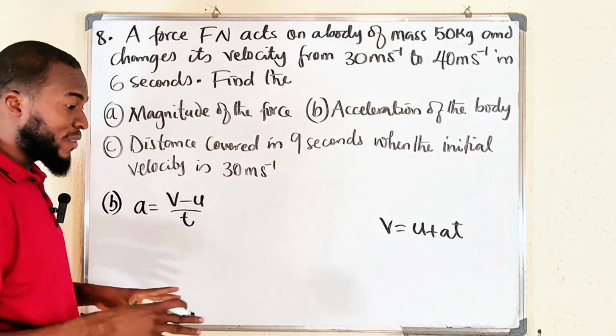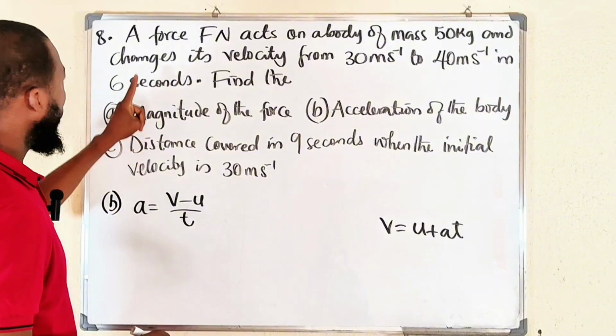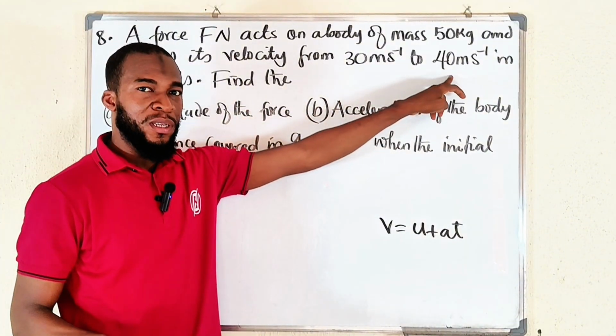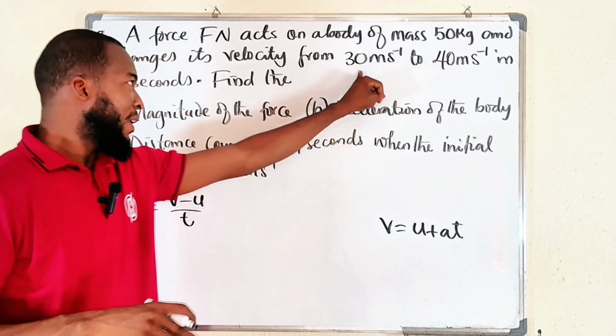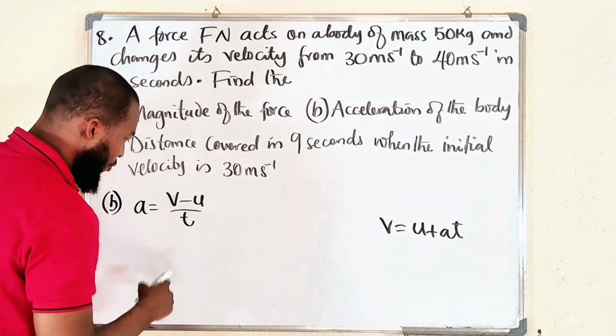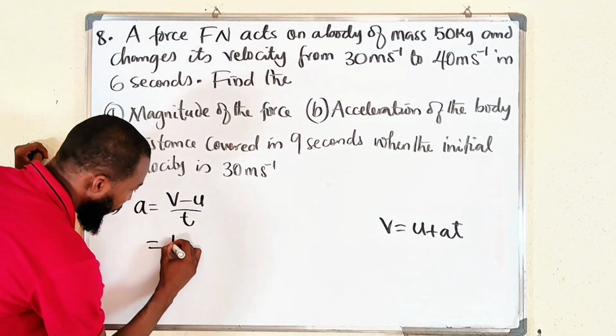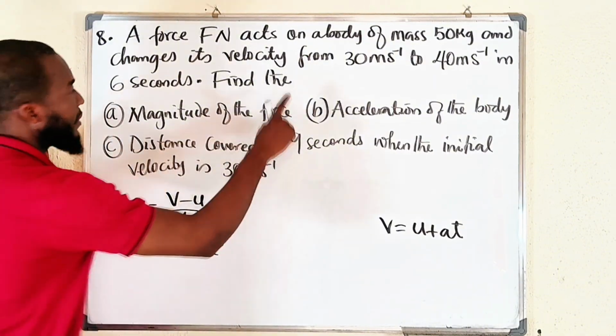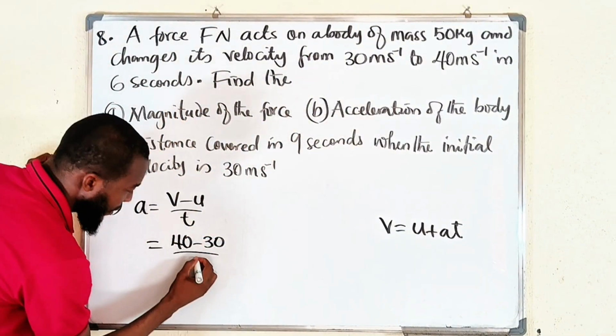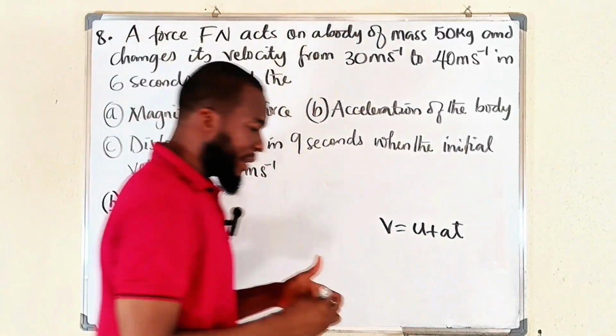So where is our final velocity? It is 40. We're going to discard the unit till the end. 40 minus 30, divided by what? 6. All right, so let me use my calculator.